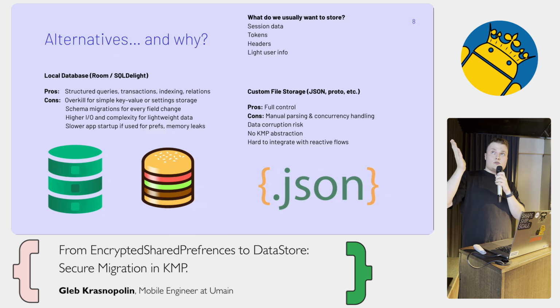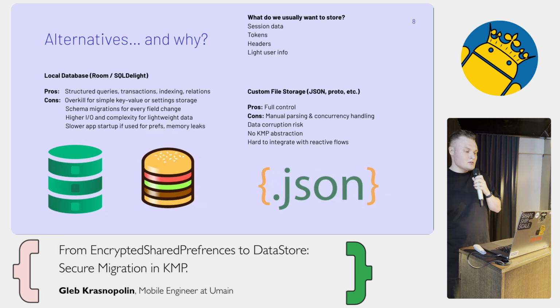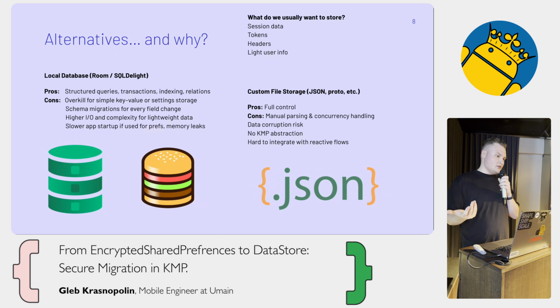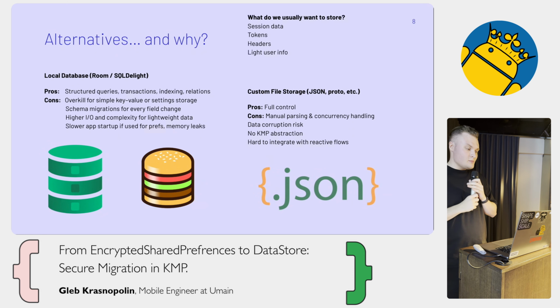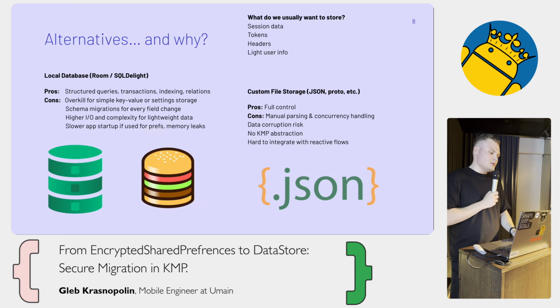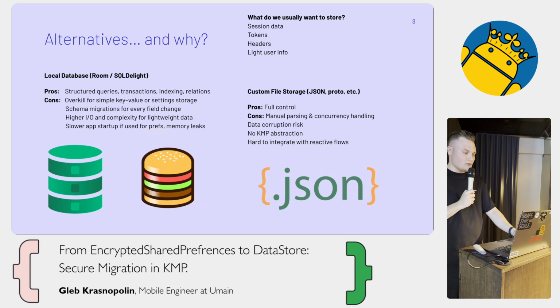So what do you usually store in shared preferences or in DataStore? It's like some session data, it's tokens, headers, some light user info, probably user ID, some timestamps. So it's data which you don't have to have relations between. So why do I talk about relations? Because the obvious alternative to shared preferences for DataStore is a local database of your choice, Room or SQLite.